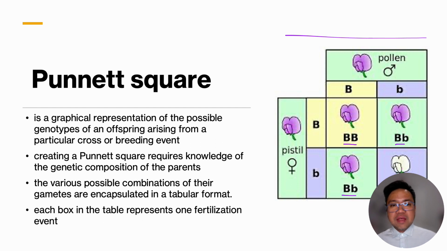A Punnett square is a graphical representation of the possible genotypes of offspring arising from a particular cross or breeding event. Creating a Punnett square requires knowledge of the genetic composition of the parents. The various possible combinations of their gametes are encapsulated in tabular format. Therefore, each box in the table represents one fertilization event.